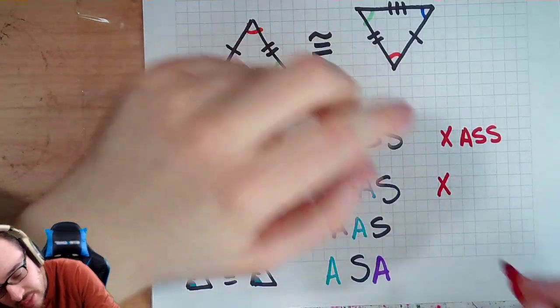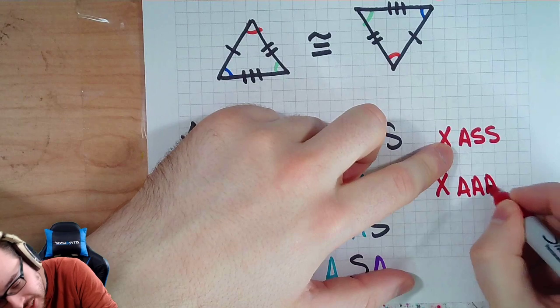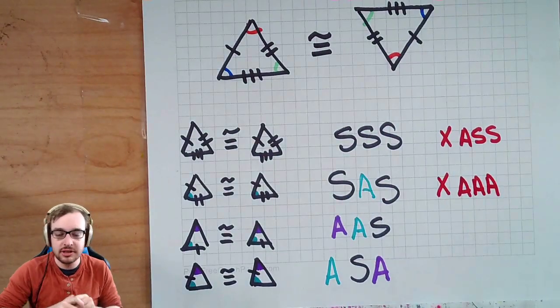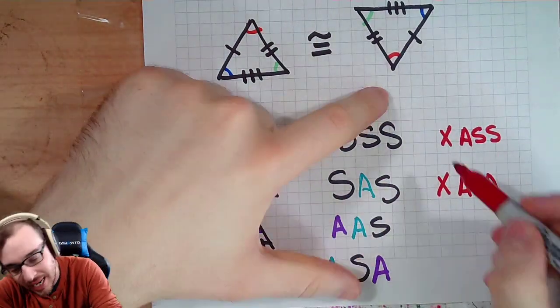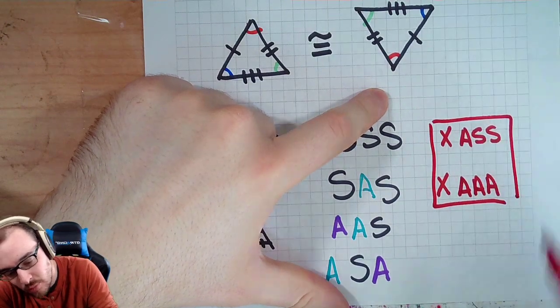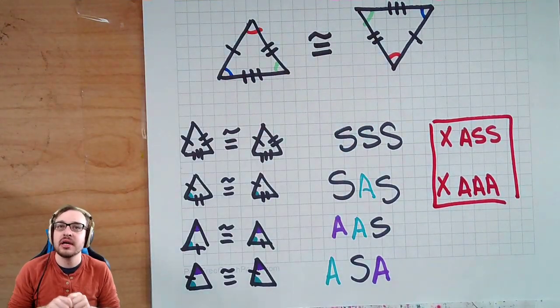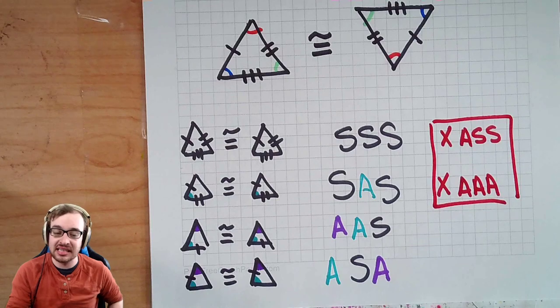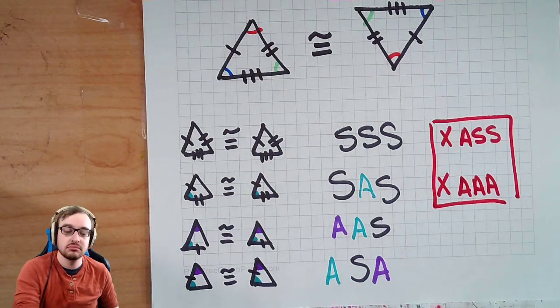And what also does not work is triple angle. Notice we never had a triple angle here. We had triple side. So instead of memorizing all of these, I would just remember that these don't work and any of the other three do, right? So any combination of A and S that isn't ASS or triple A, you're fine.